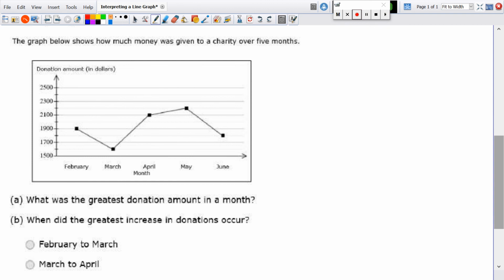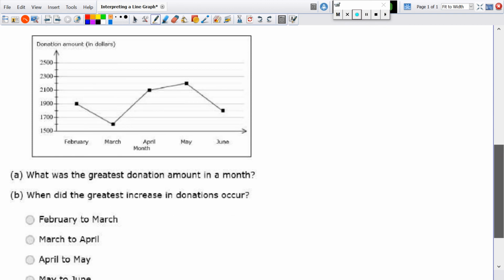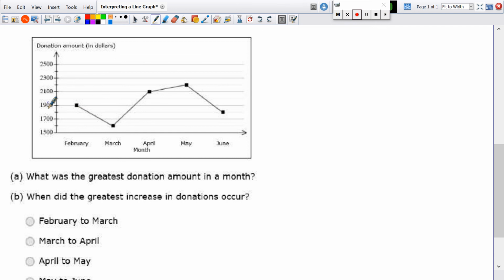Okay, the graph below shows how much money was given to a charity over 5 months. So in February, it looks like it's $1,900. In March, these are counting by each little slash is 100. So this is 1,600 in March. April was 2,100. May was 2,200 because it's halfway. If you go over, it's halfway between 2,100 and 2,300. And June is 1,800.